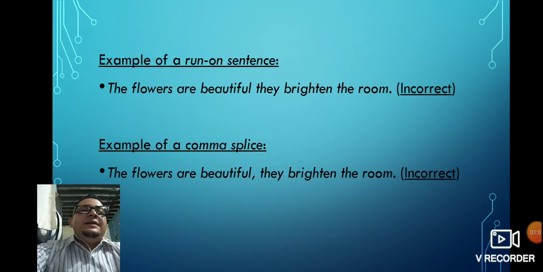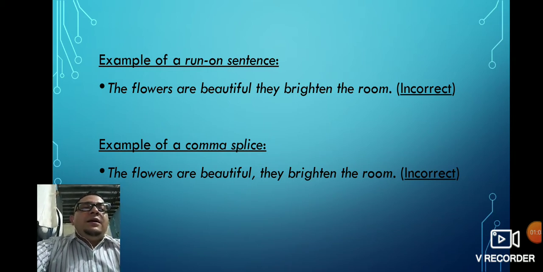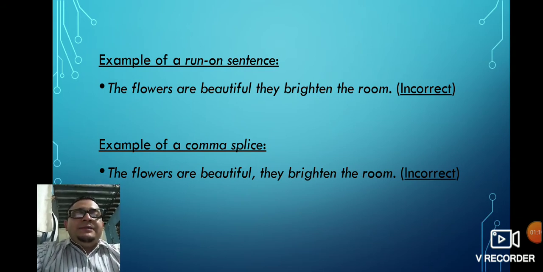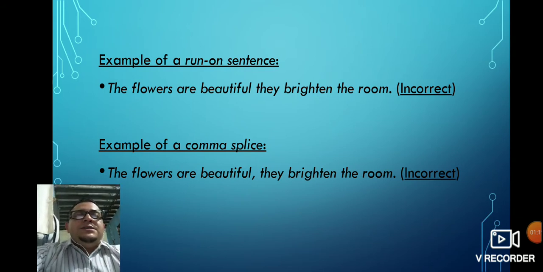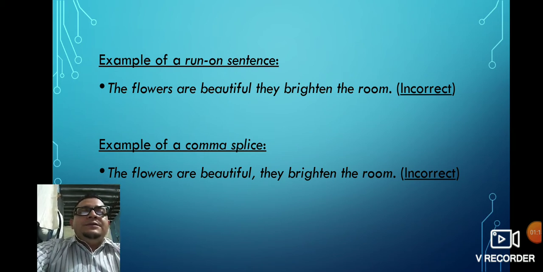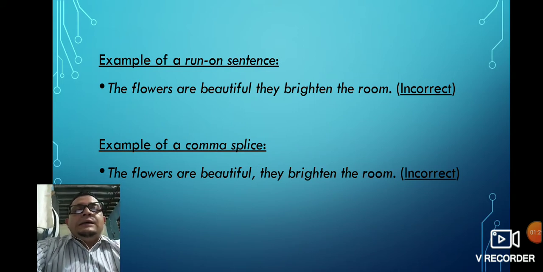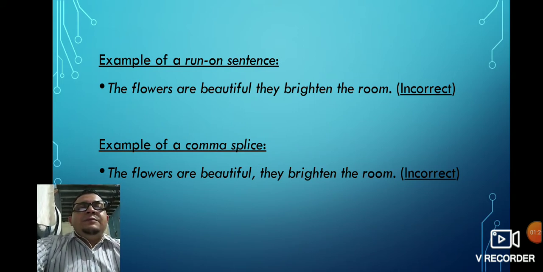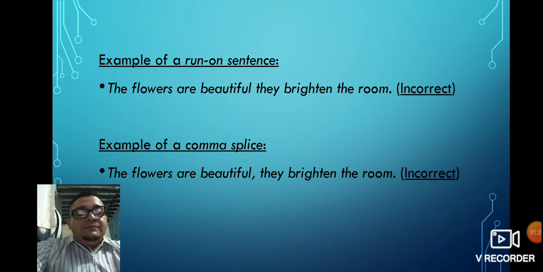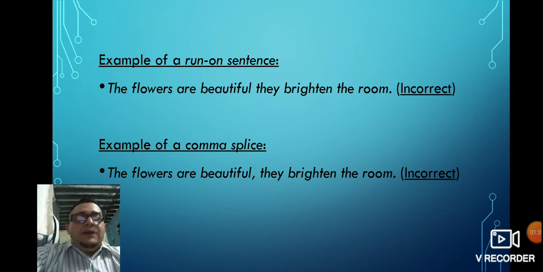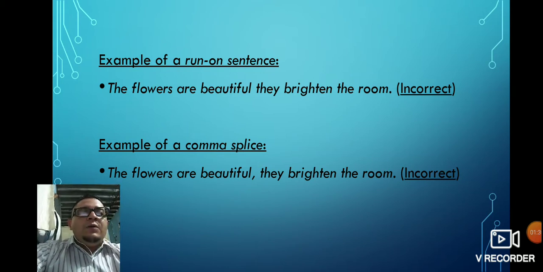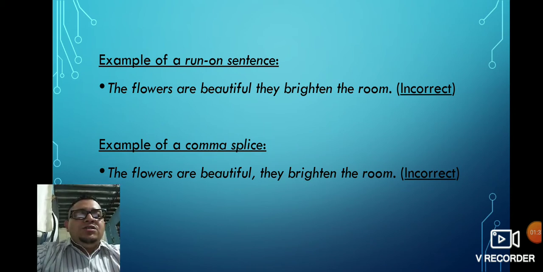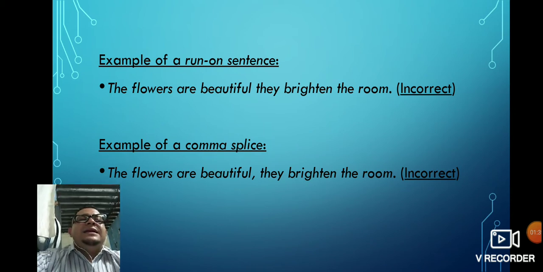As you see in that slide, there are two sentences. Both of them are the same, and the same mistake is made. As you see in the first sentence, the flowers are beautiful. They brighten the room. This sentence is incorrect because we're missing the comma. We're not separating the two independent clauses. In the second one, we're using a comma, but we are not using the coordinating conjunction. That's why this sentence is incorrect.